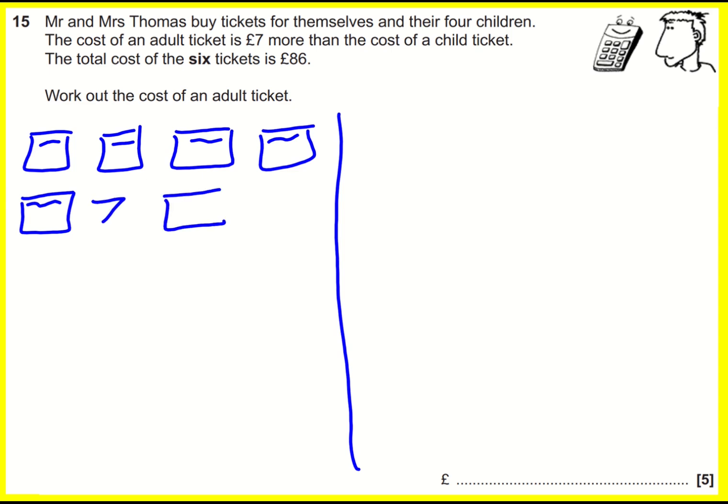But I've got 2 adult tickets. So I've got this other one and then £7. And that all together is going to equal 86. So it must be, if I take 14 away from 86, then I'll get the cost of the 6 tickets. And I can do that. 86 minus 14 is going to equal 72. So I can cross that out. It must be that 6 tickets cost £72.